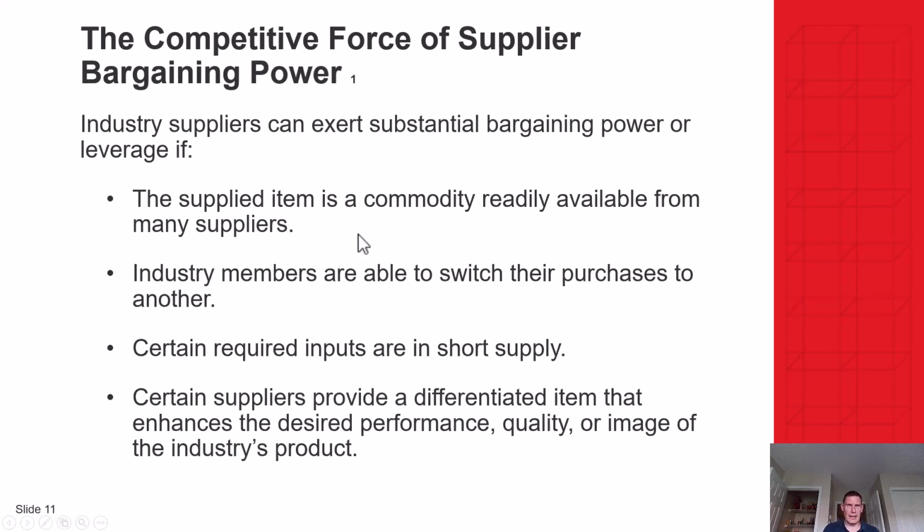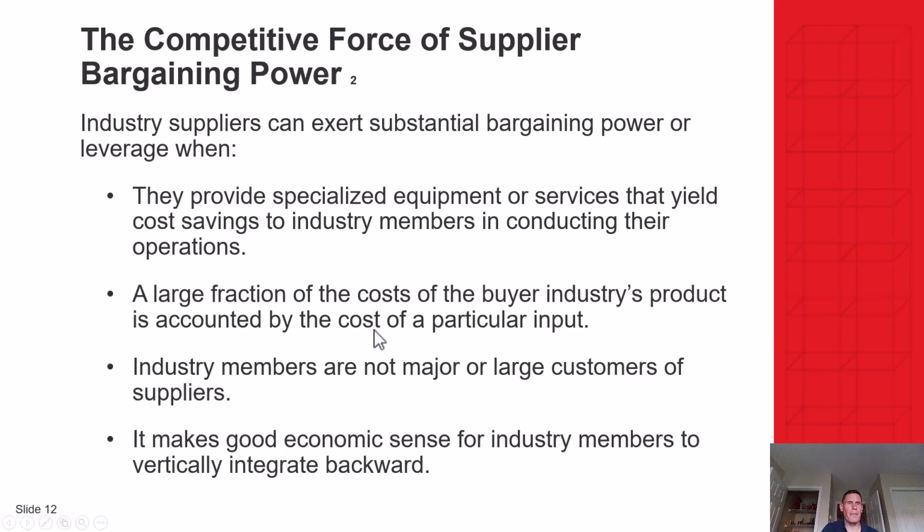Now, industry suppliers can exert substantial bargaining power or leverage if the supplied item is a commodity that's readily available from many suppliers. So you basically have a lot of choices. Industry members are able to switch their purchases to another if it's very easy to do that. That's going to give bargaining power. Certain required inputs are in short supply, and certain suppliers provide a differentiated item that enhances the desired performance, quality, or image of the industry's product.